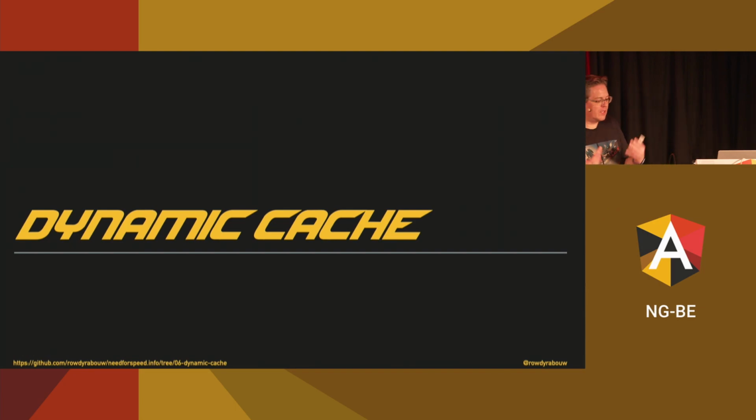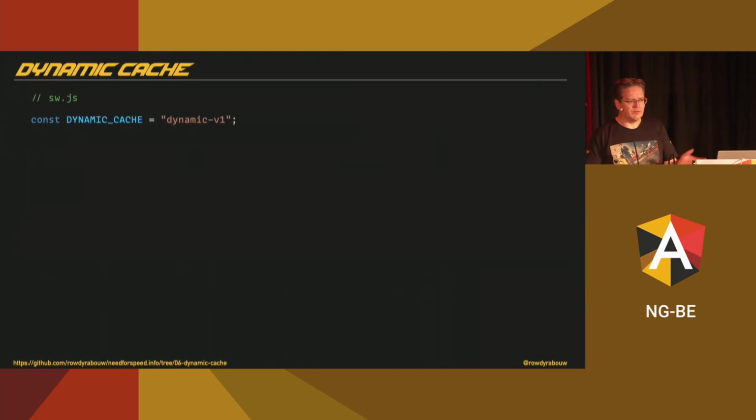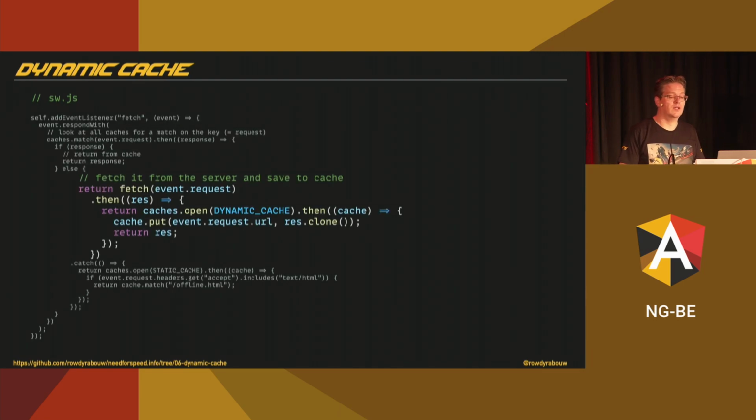We now have cached all that static data that we know upfront will be necessary for the page to load. But there are probably more pages in your website that don't necessarily need to be cached upfront, but when you get there, it's nice to have them cached as well for the next time. So let's introduce dynamic cache. For that, I again set a const with a version number for it, dynamic v1 in this case. You can name it any way you like.